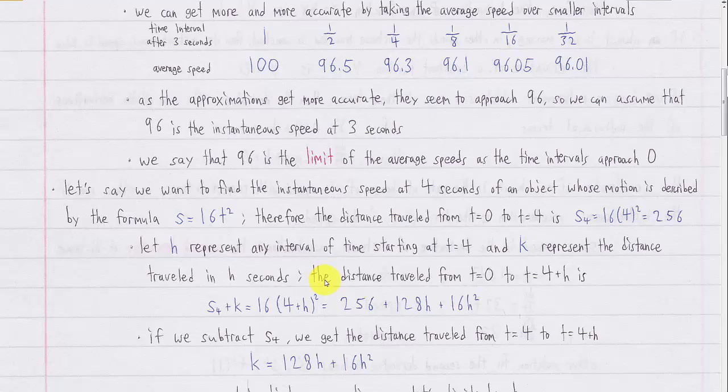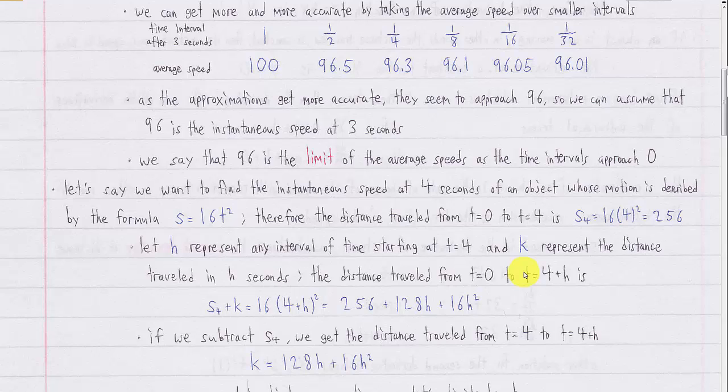So k represents the extra distance it travels past 256 when we extend the time interval by h seconds. To find the distance traveled at 4 plus h seconds, we just plug 4 plus h into this formula. And so we get that 256 plus k is equal to this.